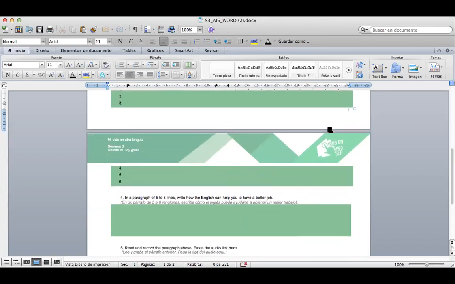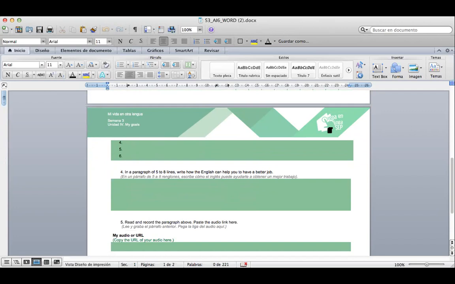In the last one, you have to write a paragraph. When you write, English can help you to have a better job. To get a better job, I need to speak English. I need to improve. I need to study the language, to be a lawyer or a doctor or a nurse. I don't know. So you have to write something that you have to do to get a better job. And read the paragraph above and paste the audio link here. You only have to read the paragraph of point 4.